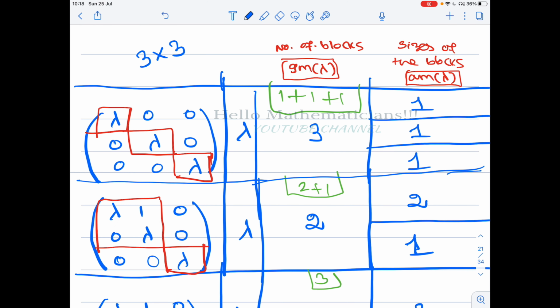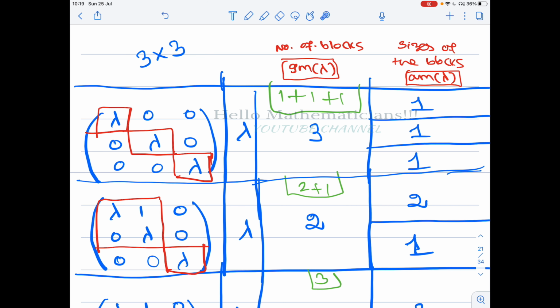So we are looking at all possible 3 by 3 Jordan matrices for which all the eigenvalues are equal. Now if you look at this Jordan matrix, it has 3 blocks. Each of them is a 1 block. Why is it a 1 block? Because the number of ones occurring above the main diagonal is 0. So the only eigenvalue is lambda.